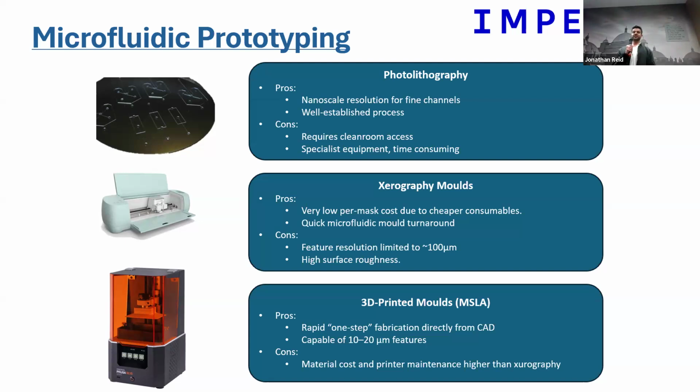The problem with the xerography is that it's got very low dimensional accuracy. So your features smaller than 100 microns, you can kind of forget about them. You won't be able to draw them appropriately. And on top of that, wherever it cuts, there is a very rough surface, which means that if you're trying to run microfluidic experiments that require laminar flow, for example, those rough surfaces will impede on those experiments.